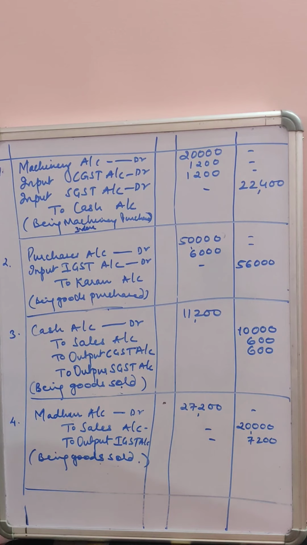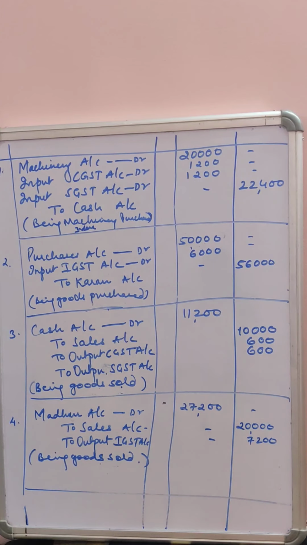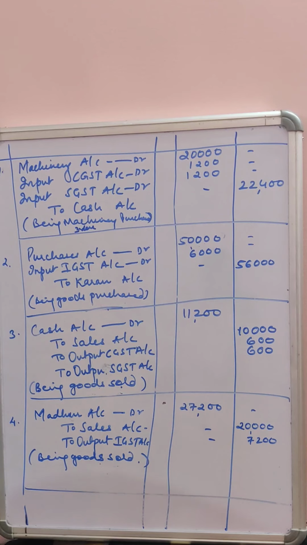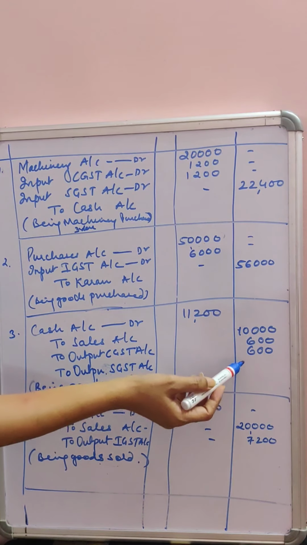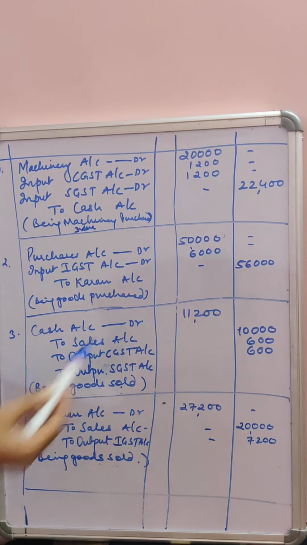Katni, that means again within the state, the supplier in the books which we are writing belongs to Madhya Pradesh only. So again here we are going to charge CGST and SGST. In case of sales, which account to be opened? Output CGST and output SGST. So your entry will be cash account debited, to sales account, to output CGST and to output SGST. 6% of 10,000 comes to 600 and 600, total amount you have collected is 11,200.